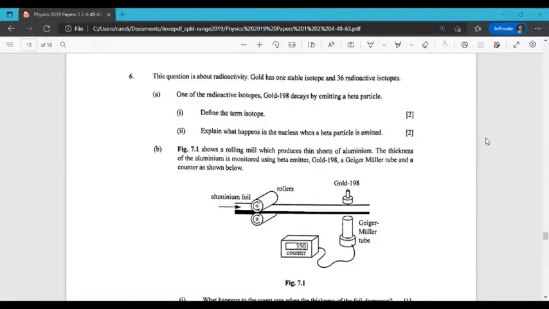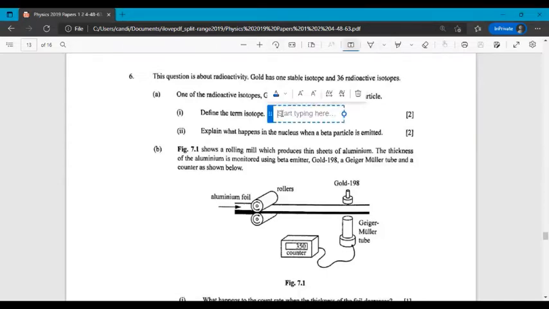Okay, this is question 6 from paper 3, 2019. This question is about radioactivity. Gold has 1 stable isotope and 36 radioactive isotopes. The first thing we're asked to do is define the term isotope.